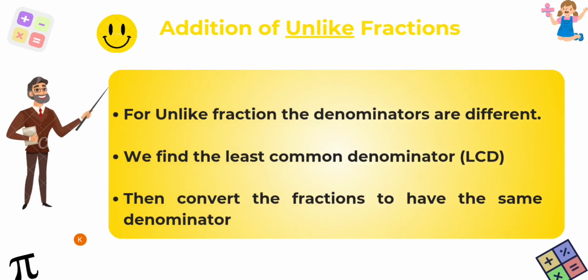Addition of unlike fraction. For unlike fraction, the denominators are different. We find the least common denominator. Then we convert the fractions to have the same denominator.